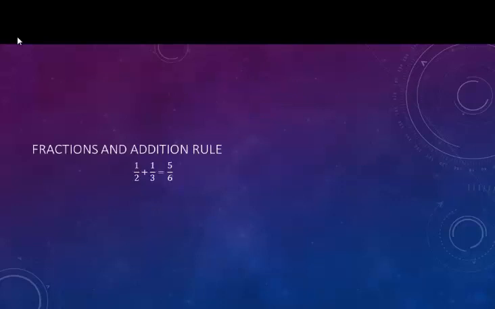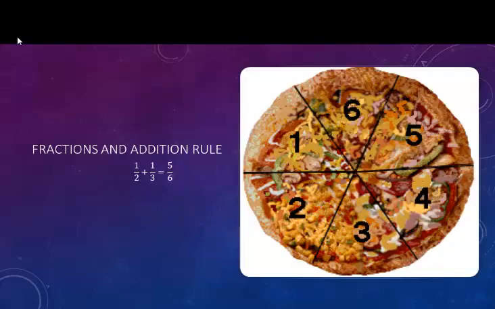So here is another example. Here are fractions: 1/2 plus 1/3 equals 5/6. We understand this because we know the rule. We multiply the denominators, then cross multiply the numerators, and so on.